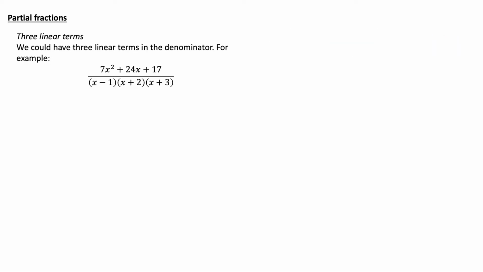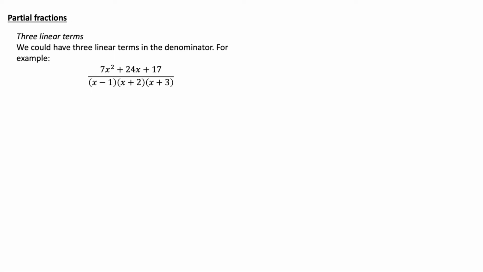Okay, we've had a look at two linear terms in the denominator, and now we're going to have a look at 3. For example, we could have 7x squared plus 24x plus 17 over x minus 1 times x plus 2 times x plus 3, and we're going to start in the same way as before.